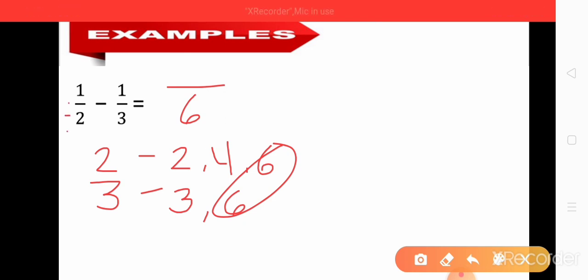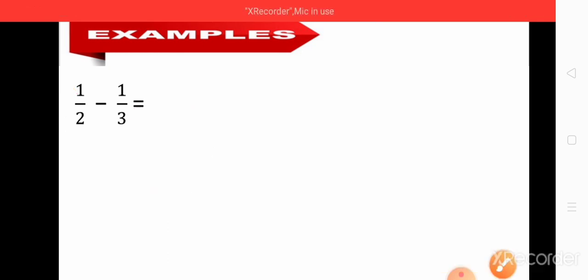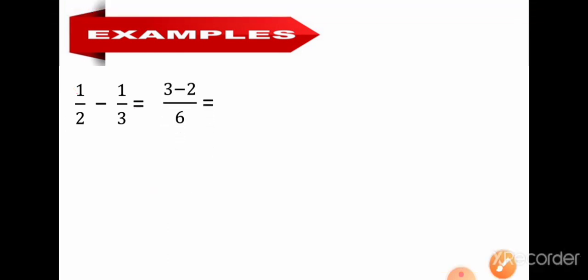So 6 divided by 2 will give you 3. Then times natin siya sa numerator, which is 1. So 3 times 1 will give you 3. Then ang operation is subtraction. Then next, 6 divided by 3 will give you 2. 2 times 1 will give you 2. So we have 3 minus 2 over 6. And 3 minus 2 is equal to 1. Then copy the denominator, which is 6. That's why the answer will be 1 over 6.